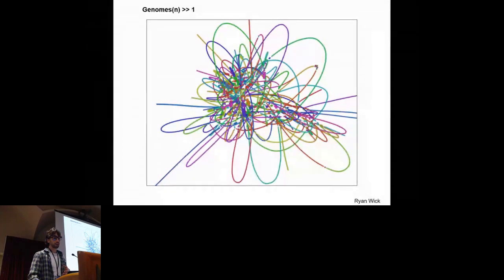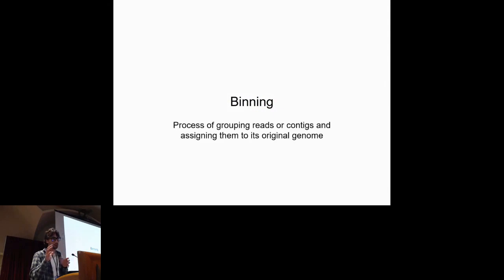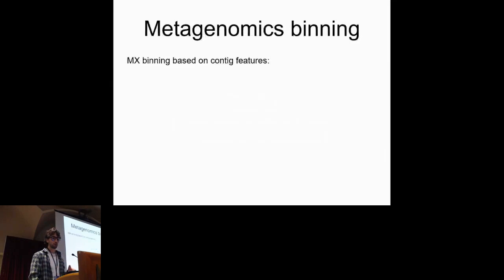contig. And that's why we need binning, which is about trying to group reads or contigs by their genome origin using different methods and techniques. In our approach, we decided to do metagenomics binning based on contig features.